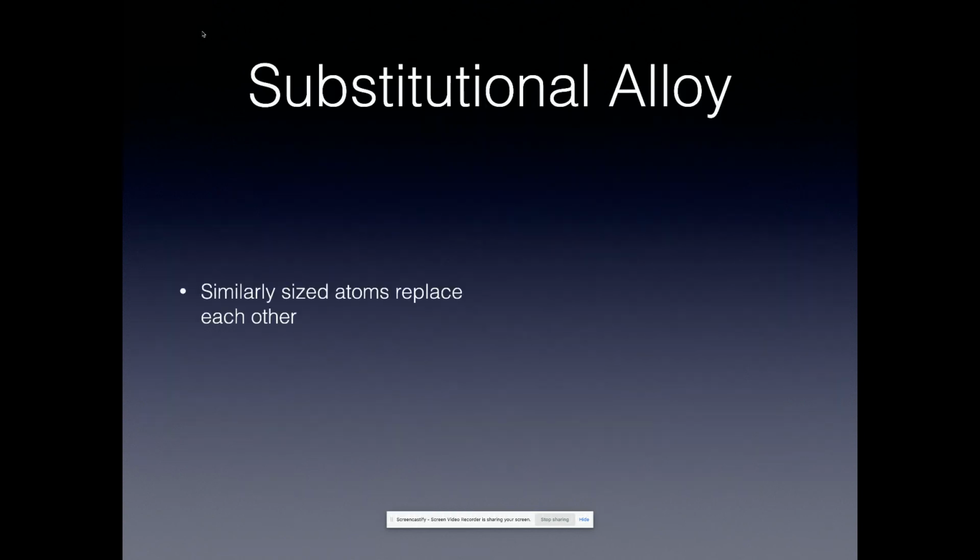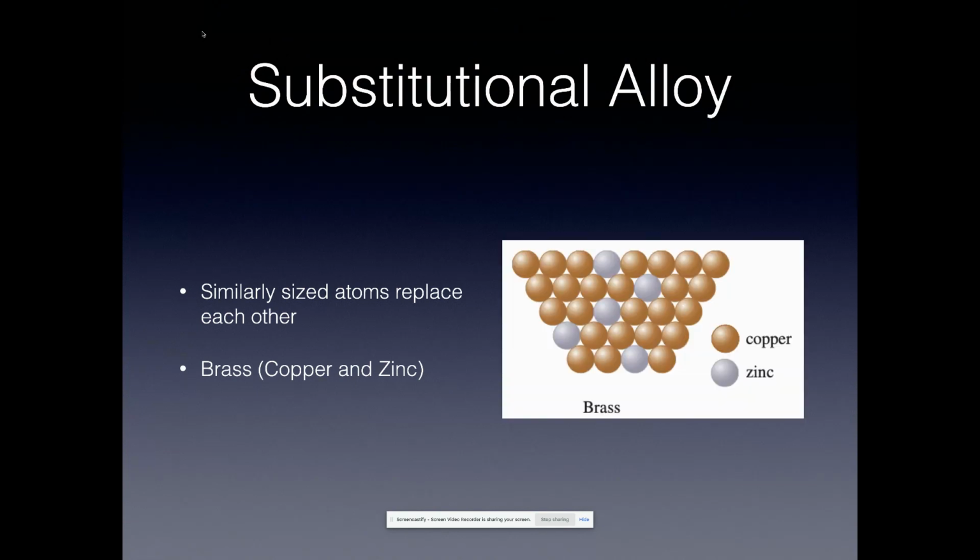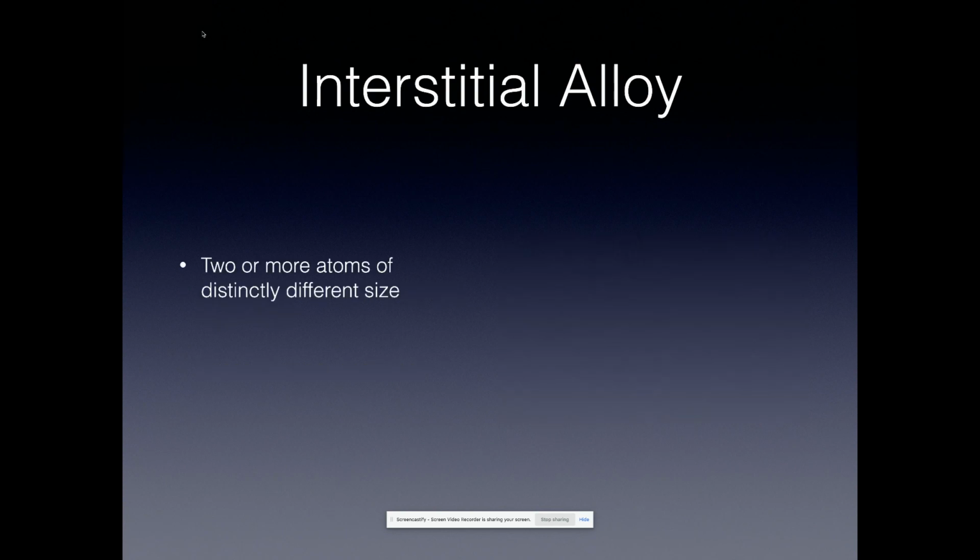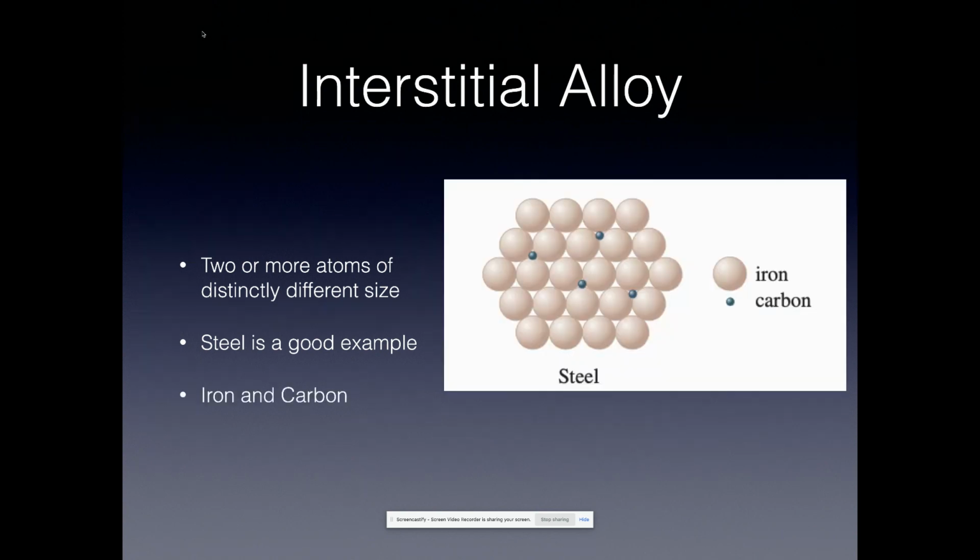So substitutional alloys are when you take similarly sized atoms and replace each other. This happens a lot with the transition metals. Okay, copper and zinc, similar size. Looks something like this. An interstitial alloy, you have 2 or more atoms of distinctly different sizes. Steel, which is iron and carbon, is a good example. And it looks like this.